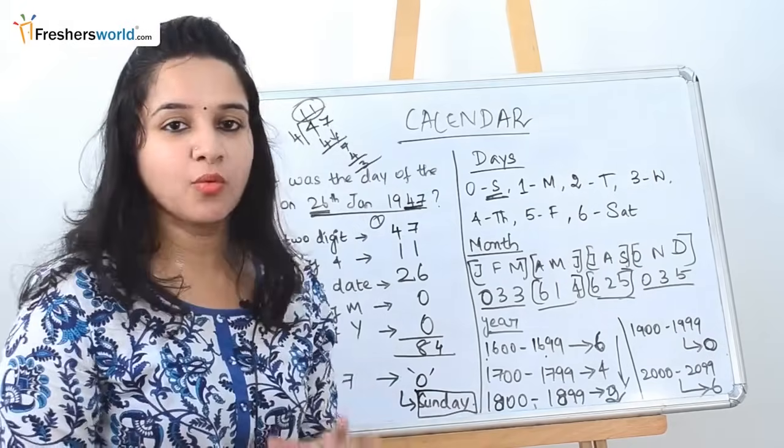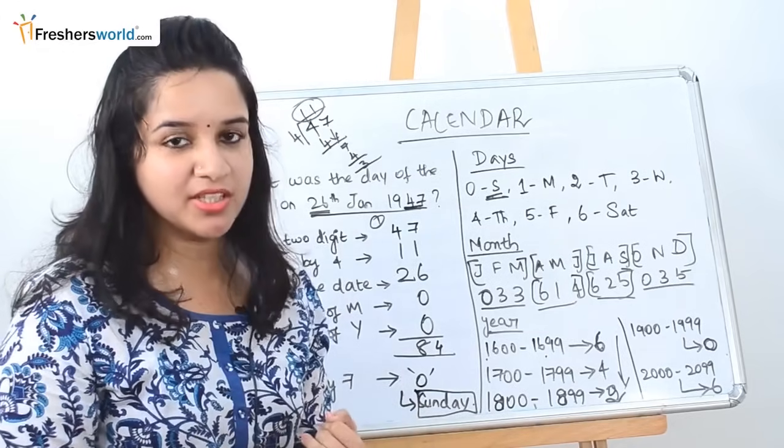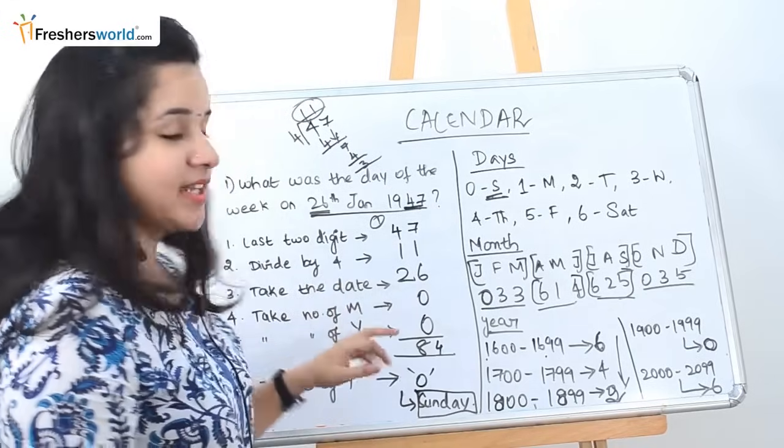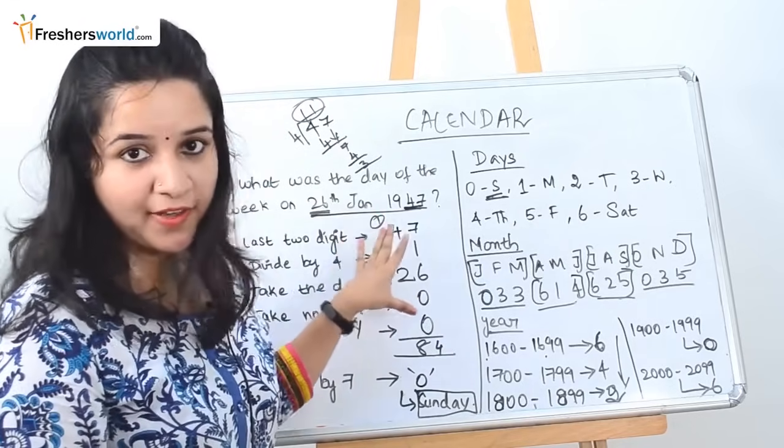So in this question, what you need to know is that for the first 5 steps, first you take the last 2 digits divided by 4. Next you take the date. Next you take the number corresponding to the month and the number corresponding to the year. Once you get the first 5, add them.